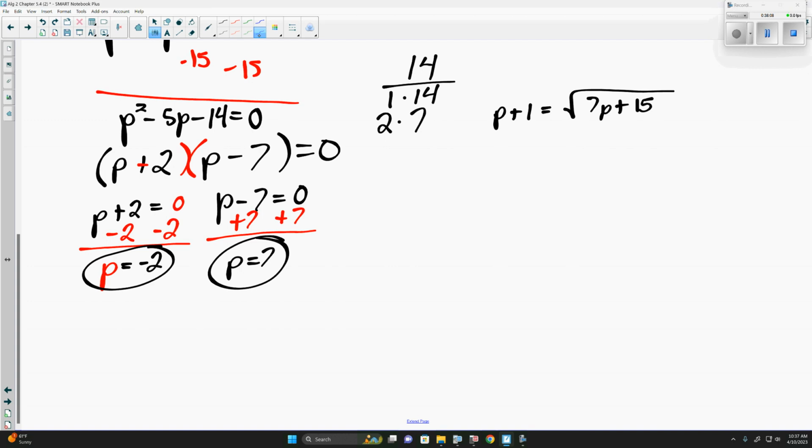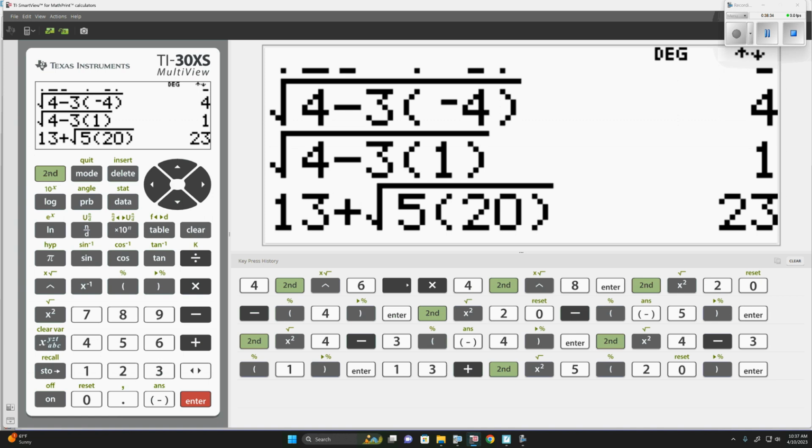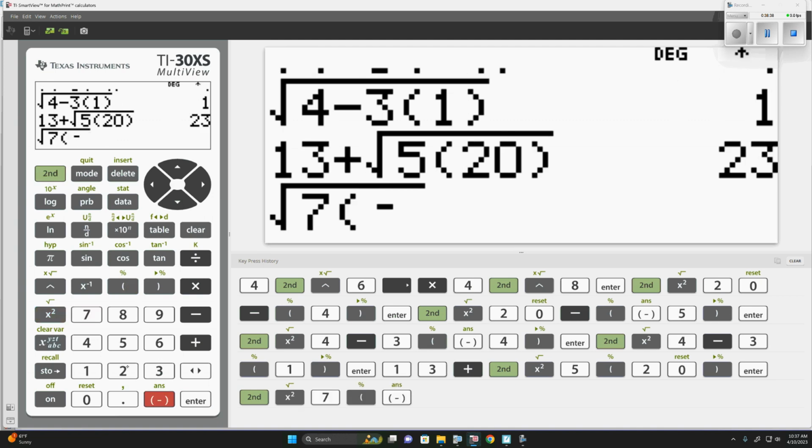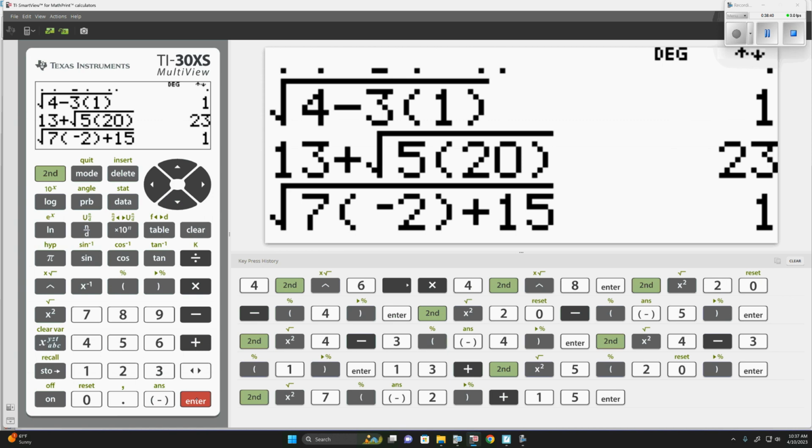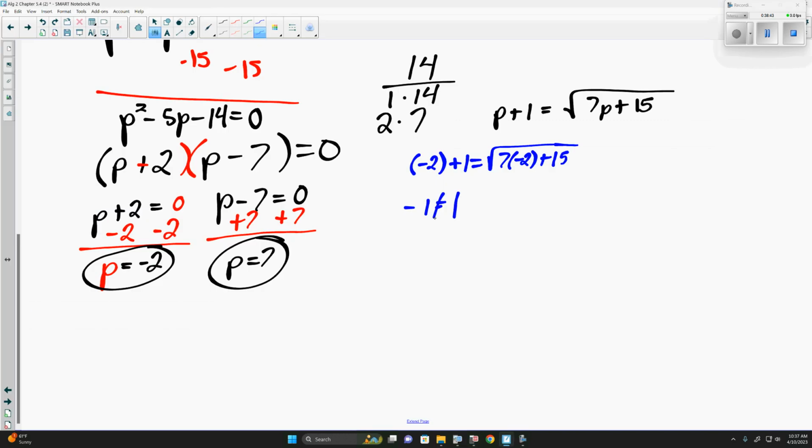Now to finish this off again, we're going to check our solutions to see if one or both is an extraneous solution. So we can start off with negative 2. On the left-hand side, we have negative 2 plus 1, and negative 2 plus 1 is negative 1. There's a good chance this is not going to be the correct solution, but we can still check the other side. And we can plug it into a calculator, say square root of 7 times negative 2 plus 15 is 1. 1 is not equal to negative 1, so p equals negative 2 does not work.